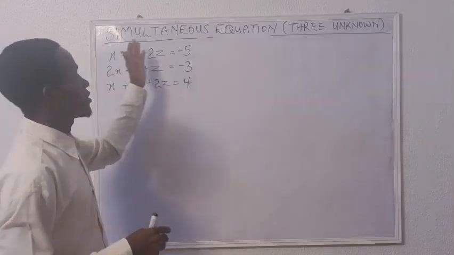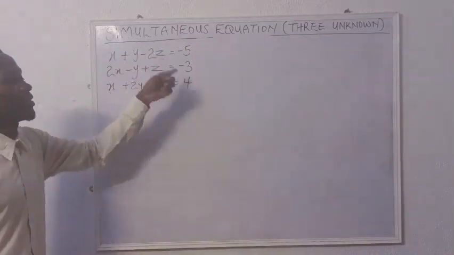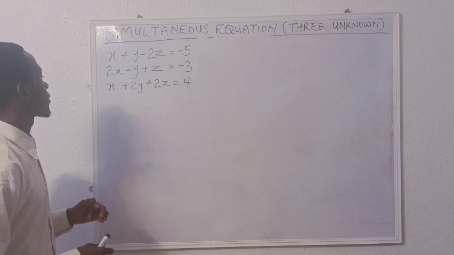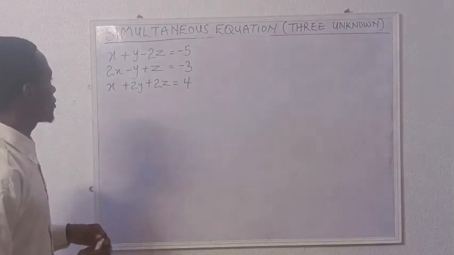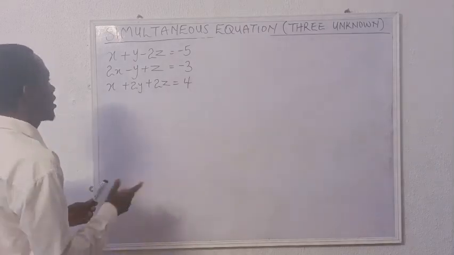But this one says simultaneous equation, and we have three unknowns. The unknowns are x, y, and z. At times, it might be a, b, or c. How do you solve? We are going to solve using the matrix method, as popularly known. Then how do we go about it?